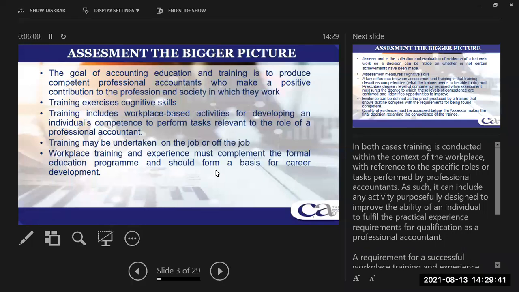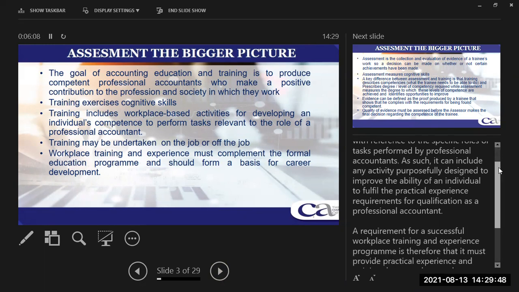So training exercises cognitive skills, and training really includes workplace-based activities for developing an individual's competence to perform tasks relevant to the role of a professional accountant. Training may be undertaken on the job or off the job. On the job, these are the day-to-day tasks that an individual will be required to do, or has to achieve in a particular training period.